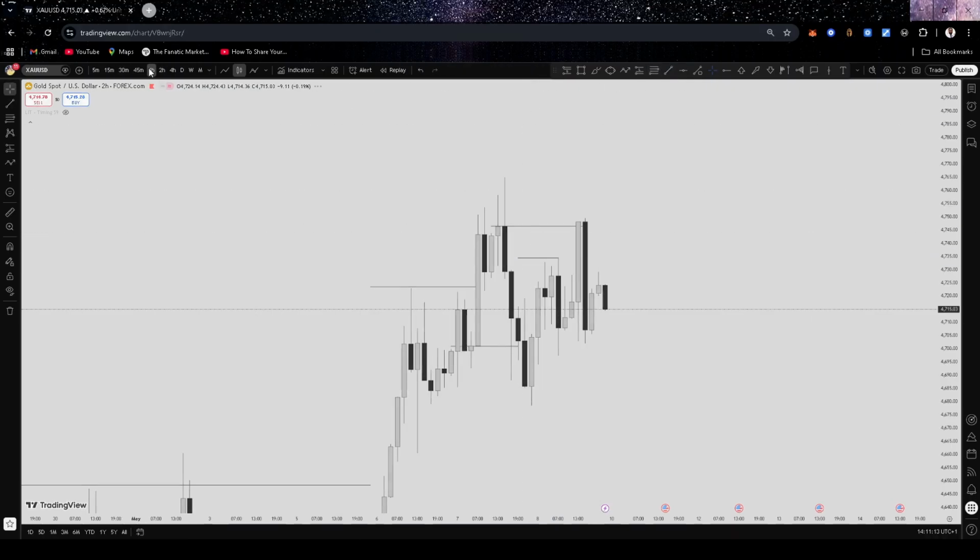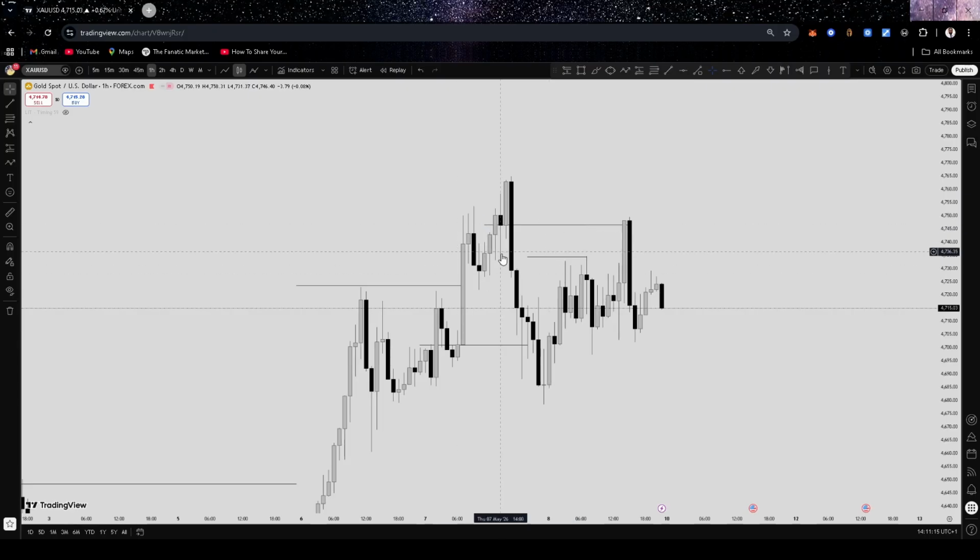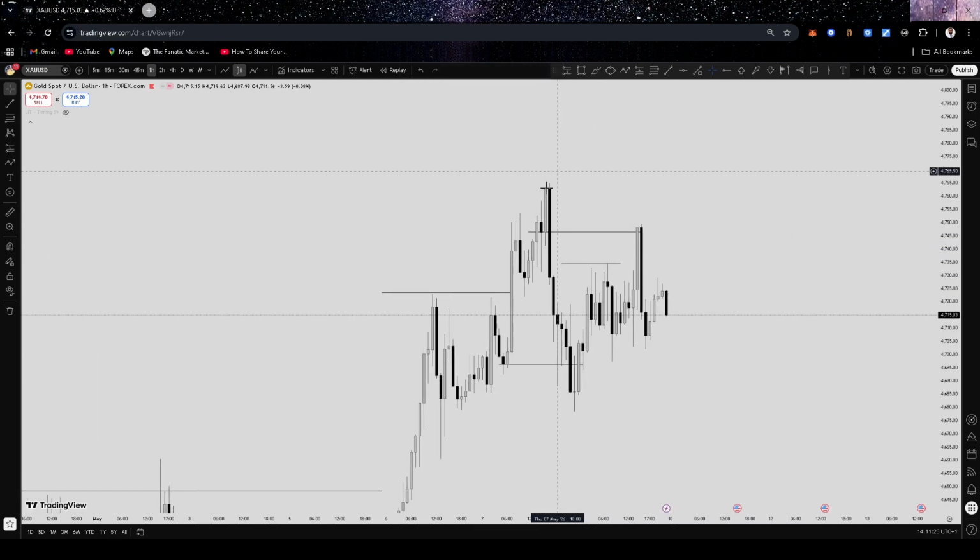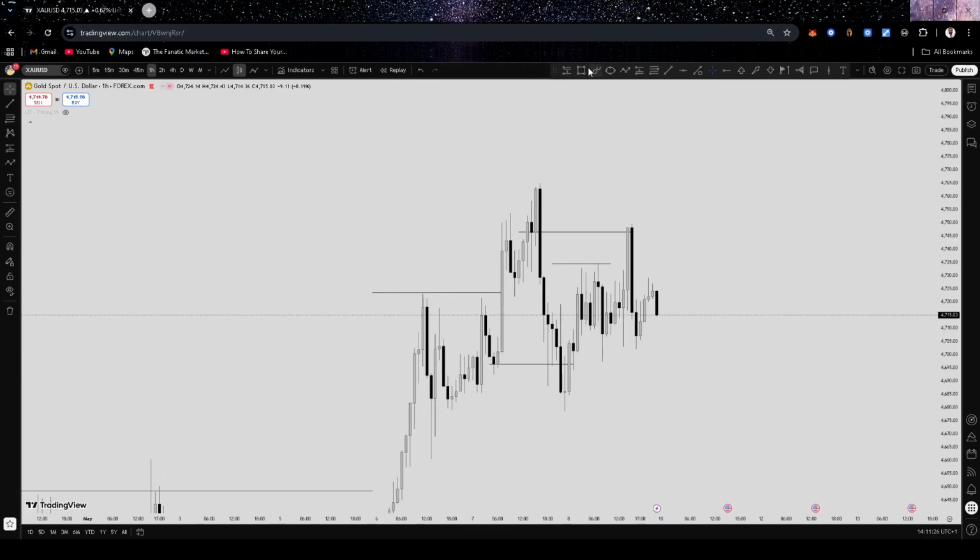because this acted as an engineered liquidity. And if you go to the daily time frame, you can see we had a break of structure after price broke structure to the downside. We had liquidity. Price engineered liquidity, and I had this point of interest right here, and I was selling from here.